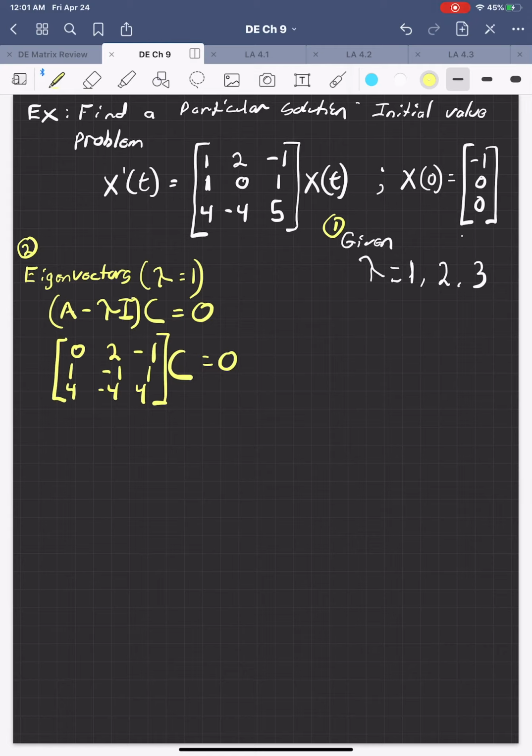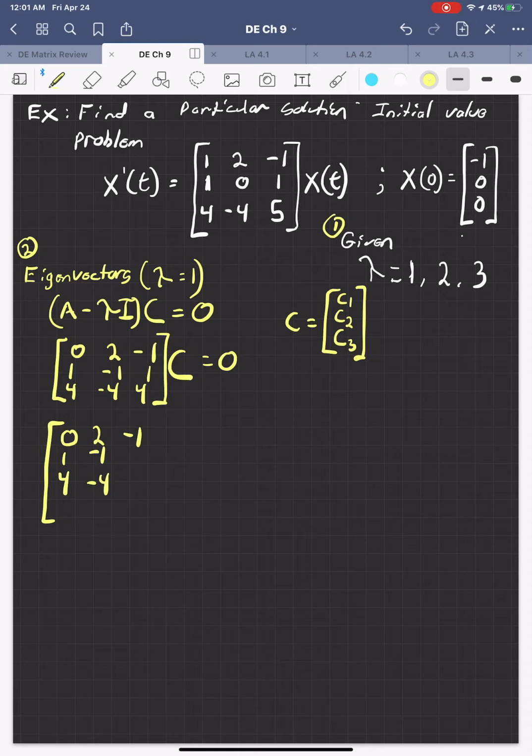Now, I'm going to write that just like I did previously, with c in this case equal to c sub 1, c sub 2, c sub 3. I need to know that eigenvector. So we have 0, 1, 4, 2, negative 1, negative 4, negative 1, 1, 4, times c sub 1, c sub 2, c sub 3 equals 0. Simple enough.